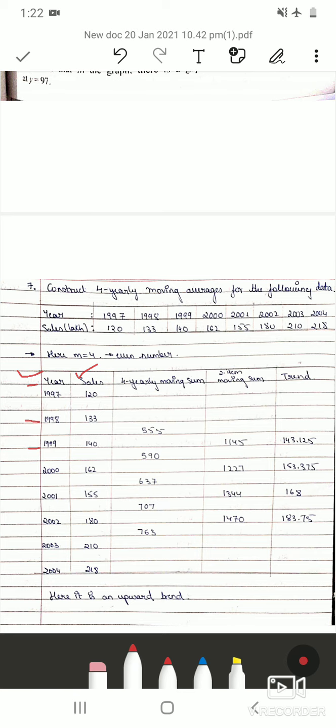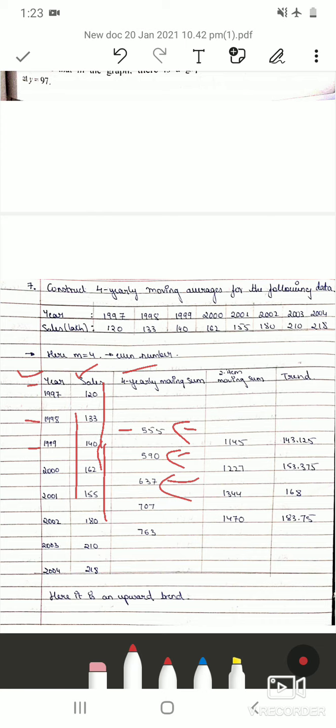So first let us compute 4 yearly moving sums, which is to add the first 4 values, which is 120 plus 133 plus 140 plus 162, which is 555. Then write it in the middle of these 4 values. Then add the next 4 values, which is 133 plus 140 plus 162 plus 155. Write it in the middle of these 4 values, which is 590. Then add the next 4 values, which is 140 plus 162 plus 155 plus 180, which is 637.